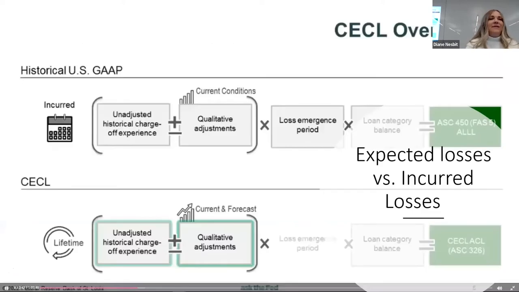Okay, this is just a visual depiction of what I was just talking about. On that last slide, it's showing historically what we've done. We didn't recognize anything until there was an event. And now under the new CECL standard, you're recognizing it right at the beginning, for the whole expected life of that asset. You're recognizing basically an allowance for any losses.